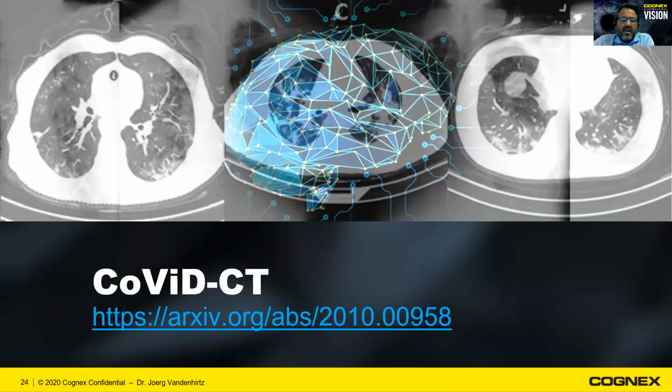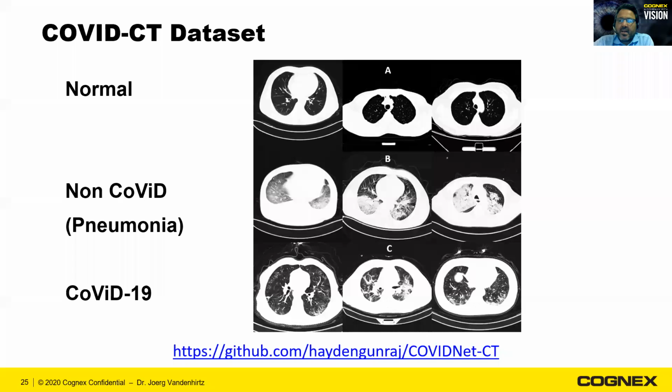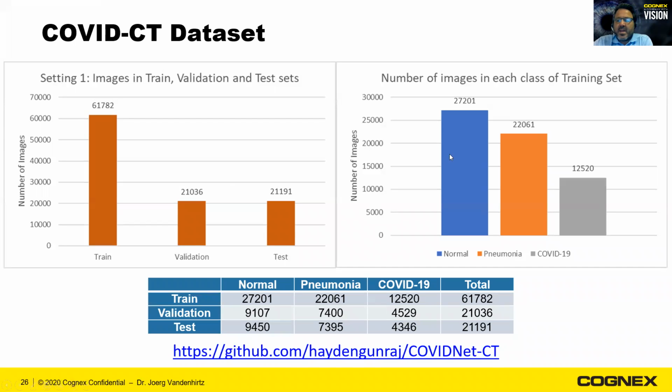We did the same with CT images. That's the COVID CT data set, and you can download the paper from arXiv again under the link below. And also the COVID CT data set is publicly available on GitHub under this link. It's some 100,000 CT scans, again, sorted in the 3 buckets: normal, non-COVID pneumonia, and COVID-19. And this time we have a bit more COVID-19 images in the training set. It's not so unbalanced as for the X-rays. And Waterloo suggests to use 61,000 images for training and 21,000 for validation and 21,000 for testing.